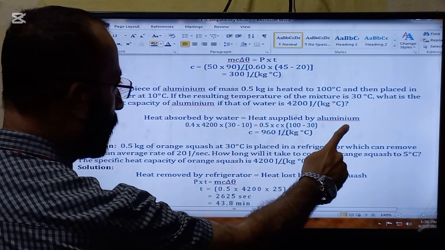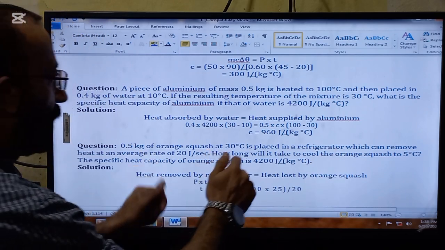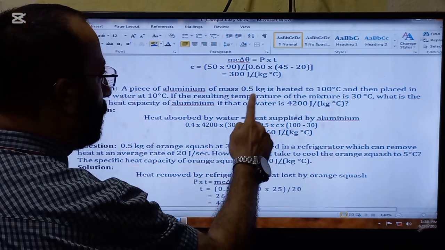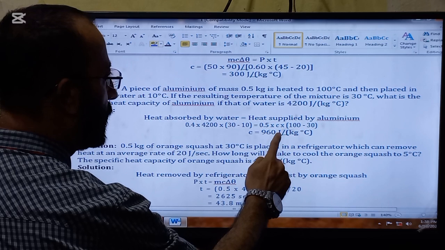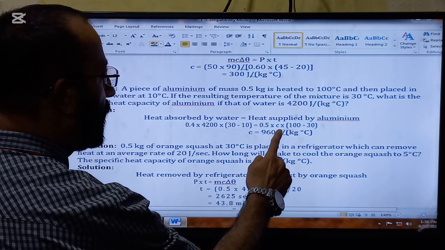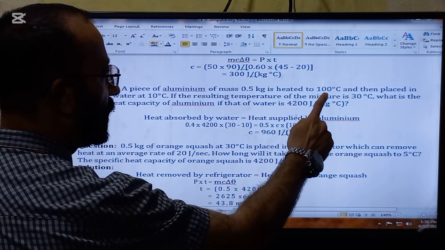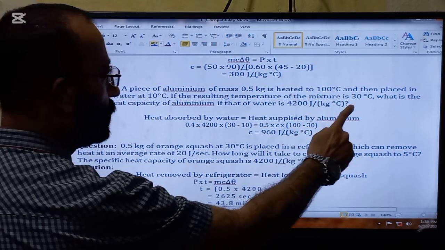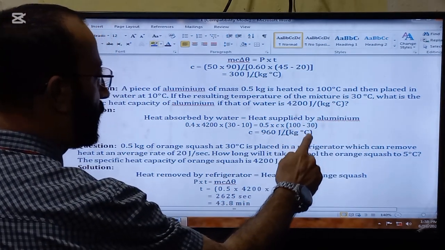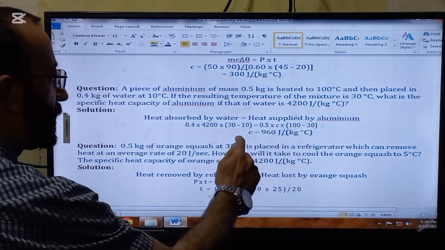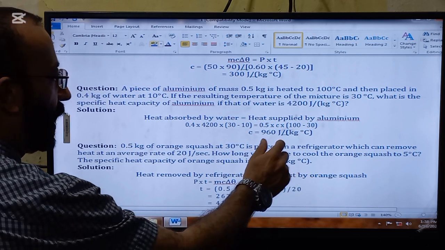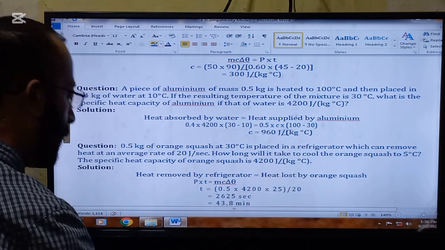Now for aluminium, the mass is 0.5. c is the requirement for the aluminium, and the temperature change is from 100 degrees to 30 degrees. So 70 will be placed here. Now from here c will be found out and the unit will be joule per kg degrees C.